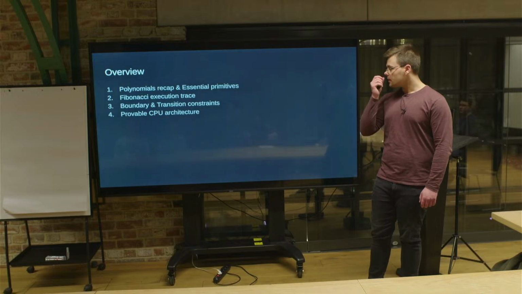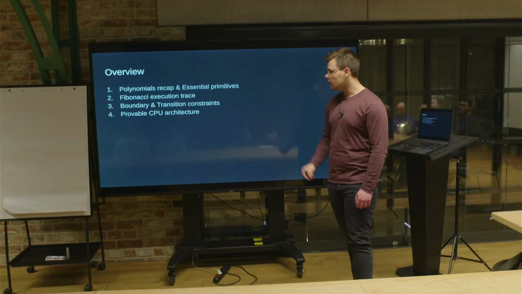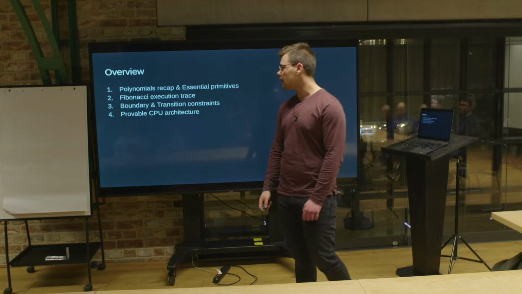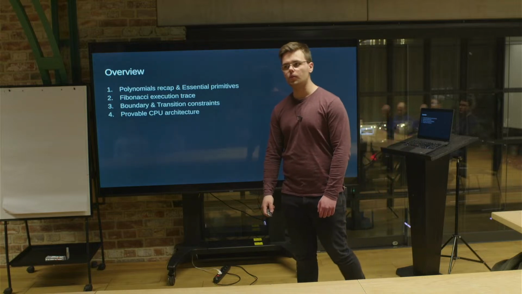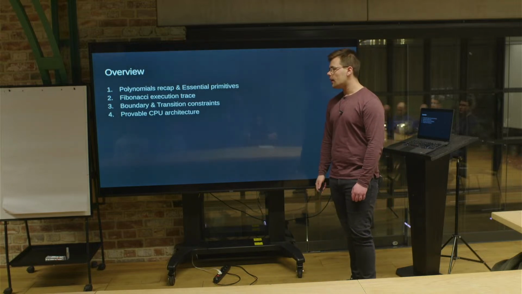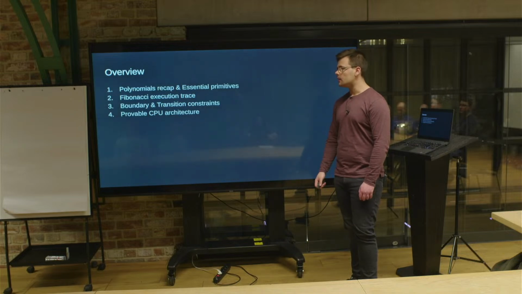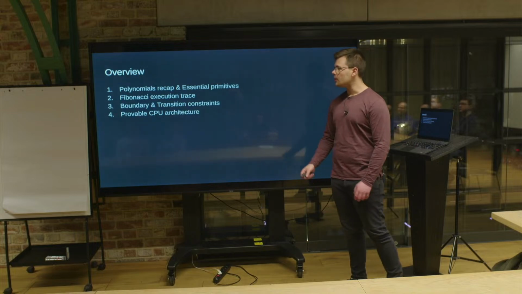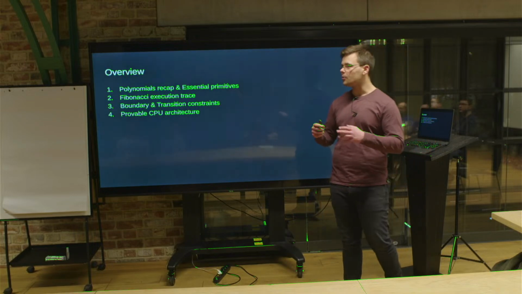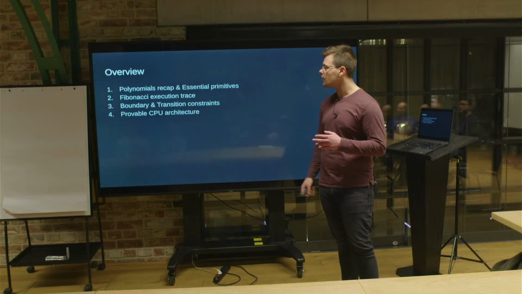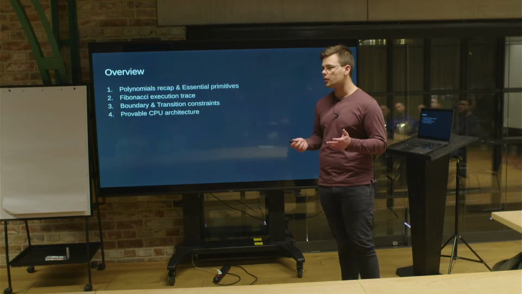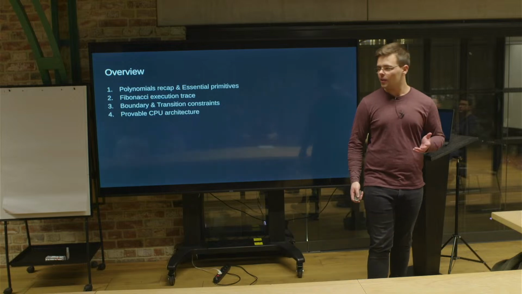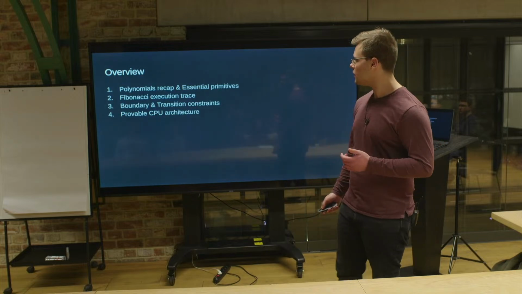And the last part is gonna be point 4, the idea of a provable CPU architecture. Because nobody has any interest in calculating the Fibonacci numbers, that's just an example, but we need to have an idea of how to scale this sort of thinking to have a generic provable CPU, right? Because that's what we are interested in.